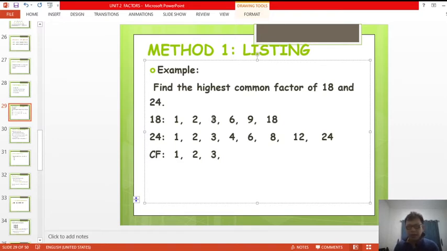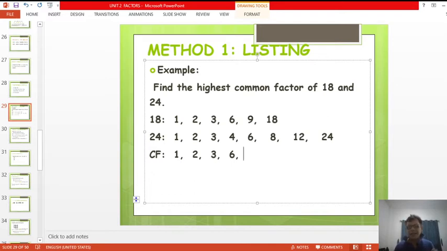So here we don't have 4, but we have 4. Are they common? No, because there's no 4 on 18. So you don't write anything. How about 5? There's no 5 for both numbers. And then the next number here is 6. Is there 6 in 24? Yes, so we write 6. That's common. Meaning you can find 6 in 18. You can also find 6 in 24.